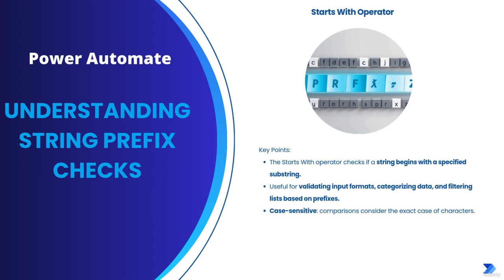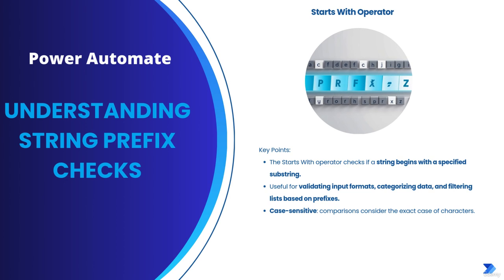Starts with definition. The starts with operator is used to check if a string begins with a specified substring. This operator is particularly useful for validating input formats, categorizing data, and filtering lists based on prefixes. It is case-sensitive, meaning that the comparison will consider the exact case of the characters.